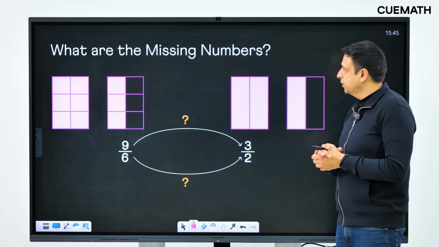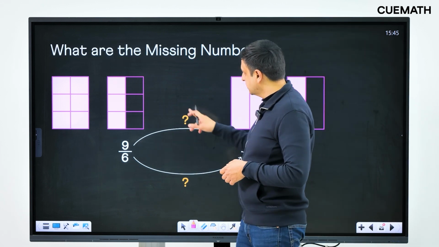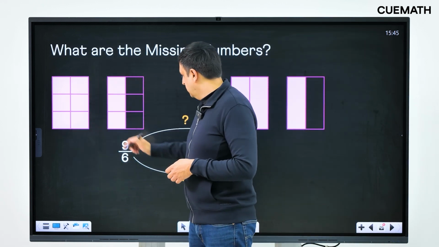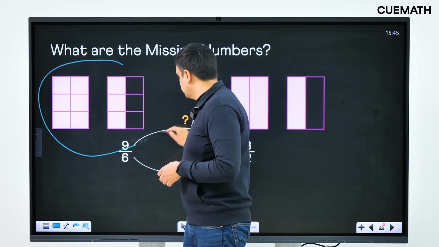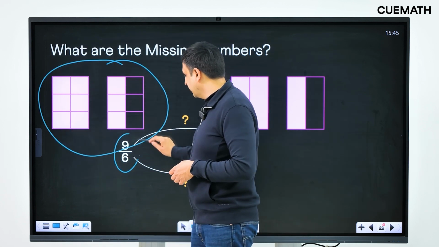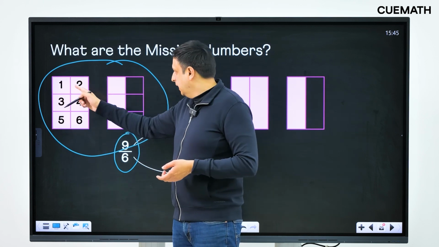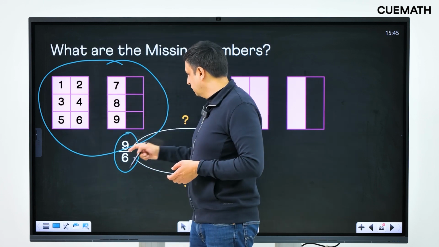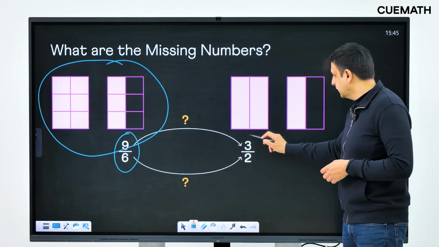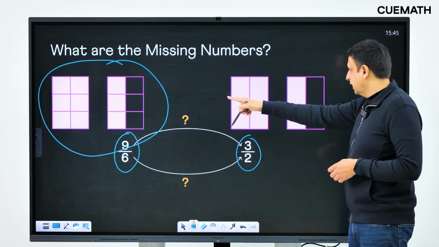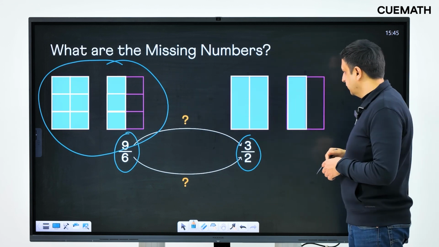Okay, here's our next question. What are the missing numbers? So in this case, we have this picture here that represents the improper fraction 9 over 6. So this is one whole divided into 6 equal parts, and we have 9 parts shaded, so we have 9 over 6. And here we have an equivalent fraction 3 over 2. So you can see that the same region is shaded here as what's shaded over there.